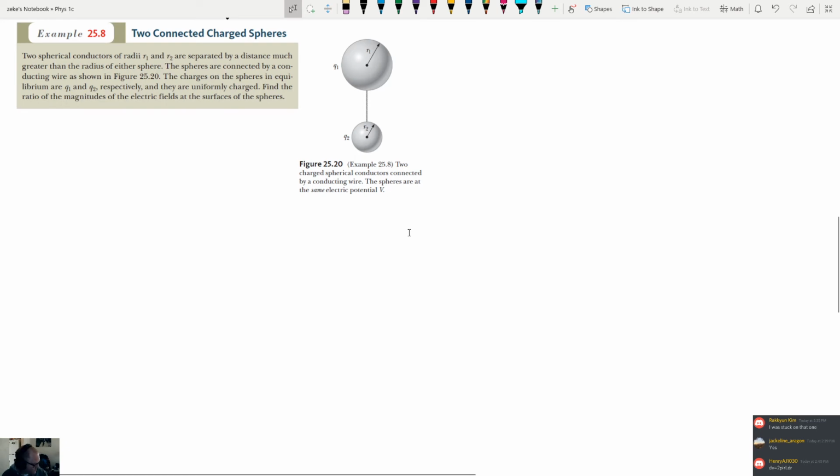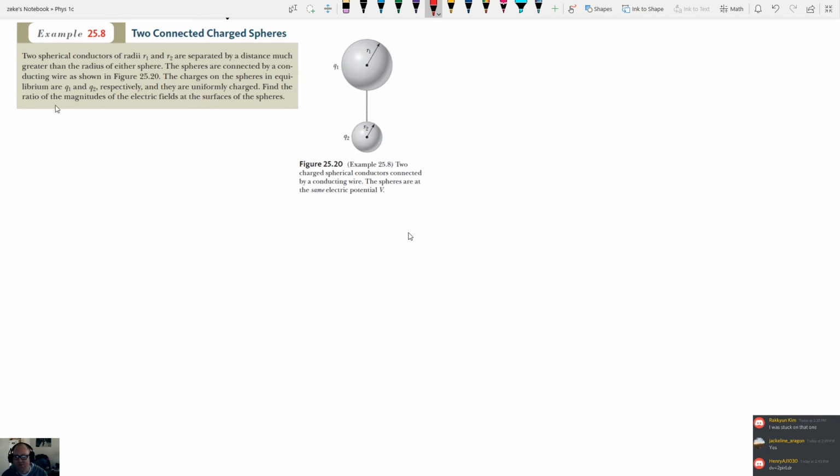All right, so shifting gears, back to doing a problem. We have two connected charged spheres. Two spherical conductors of radii R1 and R2 are separated by a distance much greater than the radius of either sphere. So basically you've got a spherical conductor, it's not a shell, and then a wire that's also a conductor that connects them. And the wire is just really long, basically, is the idea.